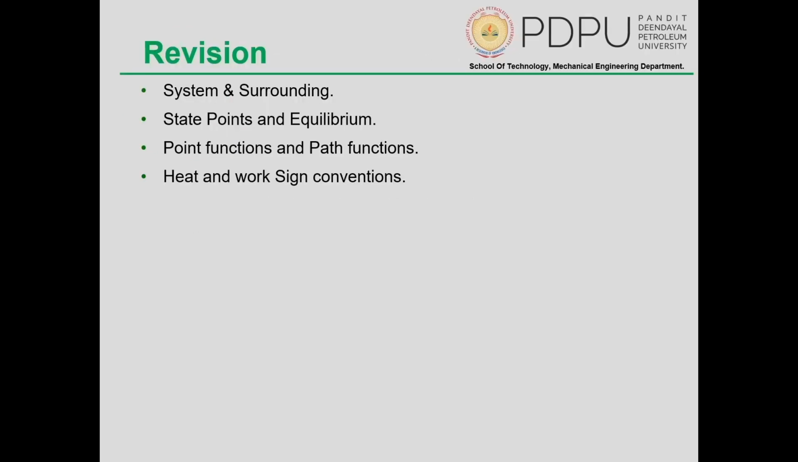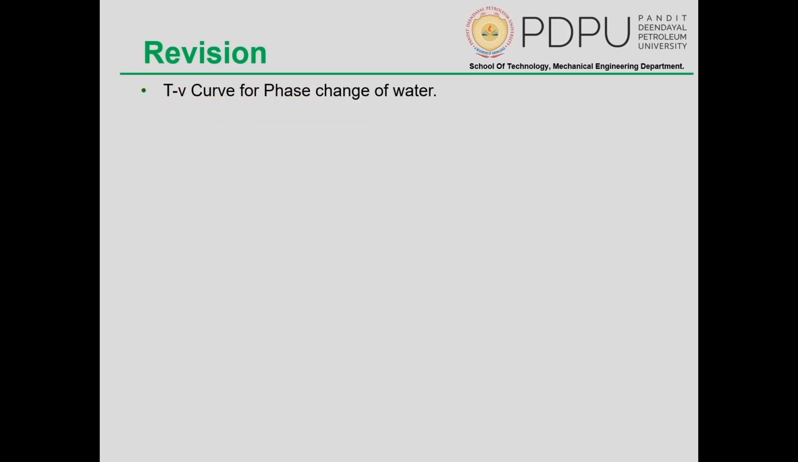To begin with, I would like to start the revision of the few topics that we have already covered. So you must be aware of systems and surroundings, state, point and equilibrium, point function and path functions, heat and work sign conventions. These were taught in the previous lectures. Moving on, the T-v curve for the phase change of water was also a part of chapter 3. I would like to reiterate the T-v curve since it would be useful for this particular chapter.